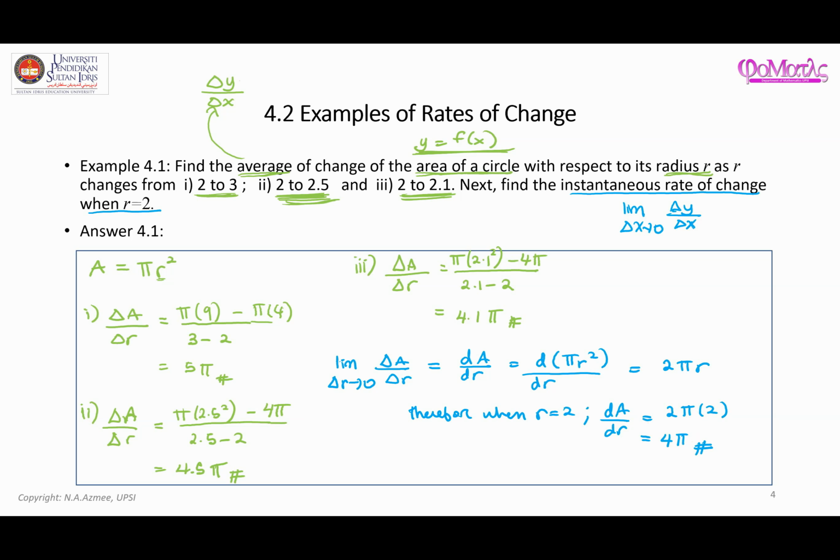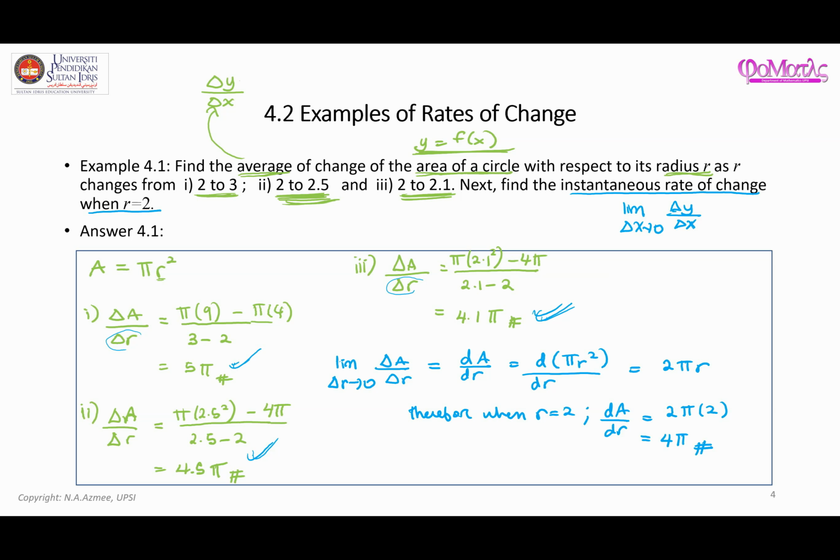Now, of course, from what you have seen in chapter 2 or chapter 3, the idea of a limit is that as you make this interval smaller and smaller, or as this gets closer and closer to 0, we can see the pattern of values given here, and you can also guess that the instantaneous rate of change is going to be about 4 pi based on the pattern of the values seen in this part. That is something which you have already seen in chapter 2 or chapter 3.